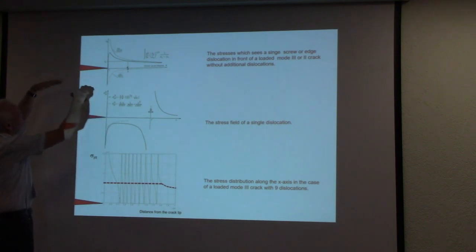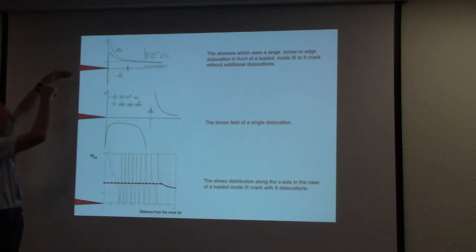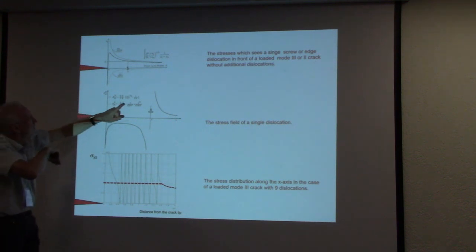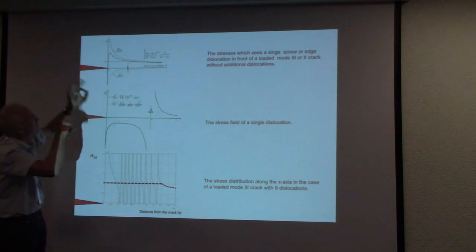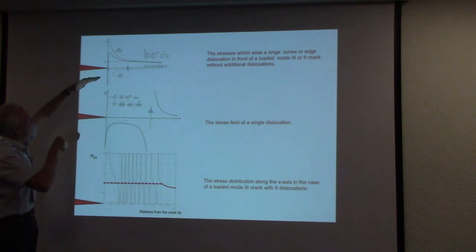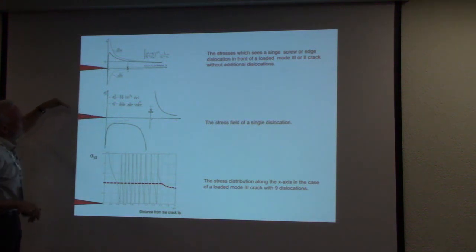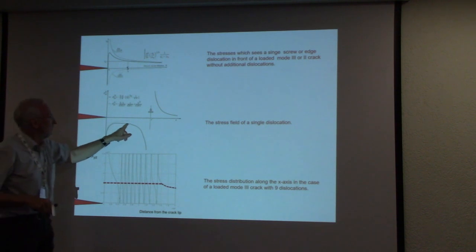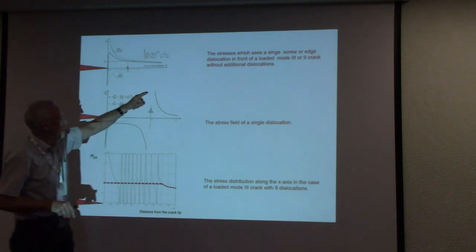In this case it was a mode 3 crack, but for a mode 2 crack it is exactly the same. The only difference in the equation is here, 1 minus the Poisson ratio is different. If we load up, then we generate the dislocation here in front of the crack. And this is the stress field of the dislocation.